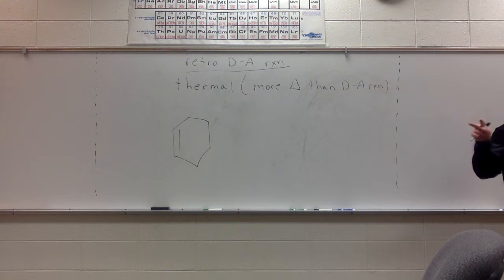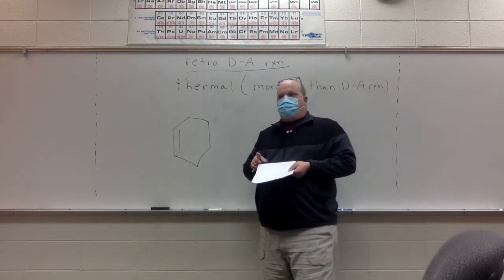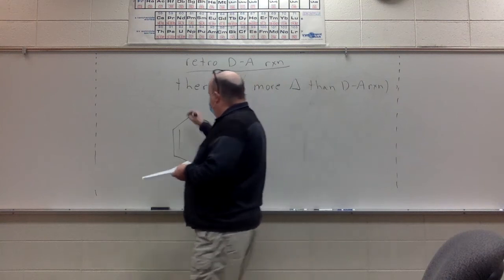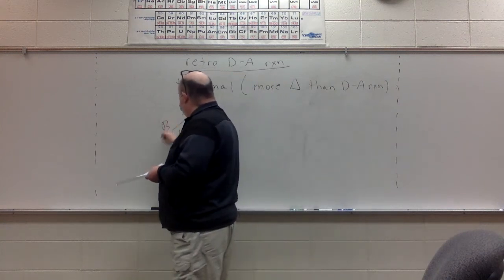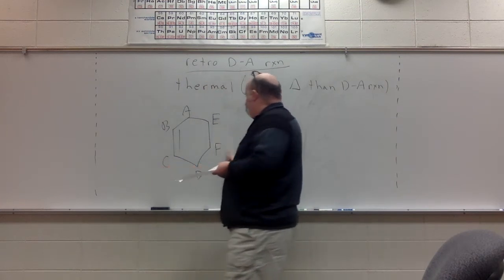All right, so you remember when we did Diels-Alder, we said we broke 3 pi bonds and we formed 2 new sigma bonds and 1 new pi bond, right? This is the opposite of that. Let's look at this and identify the sigma bonds that we're probably going to break. Again, I'm just going to label these A, B, C, D, E, F, right?